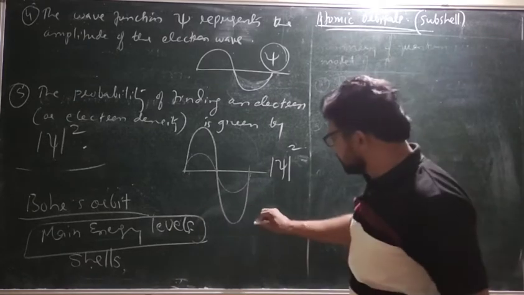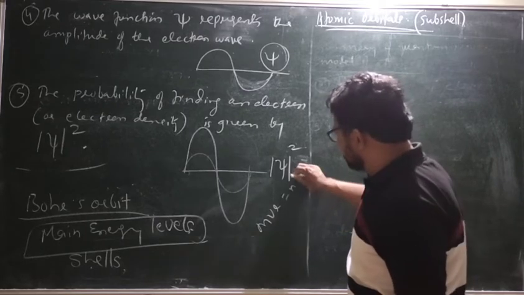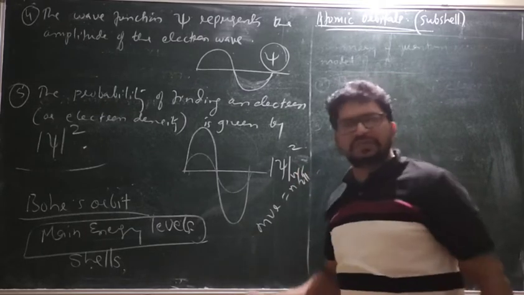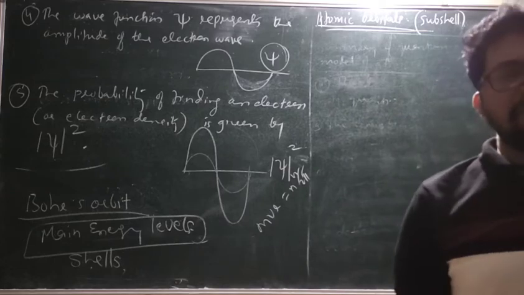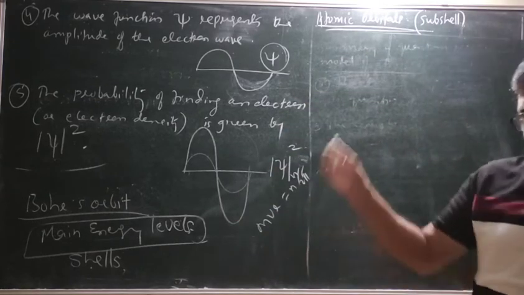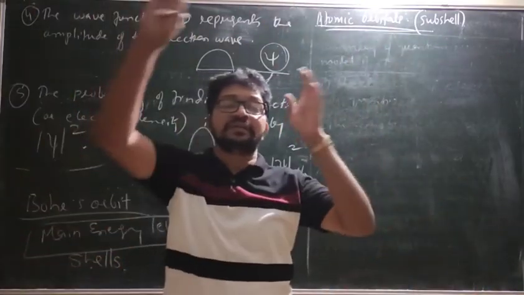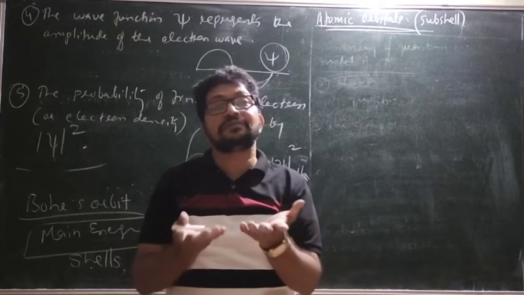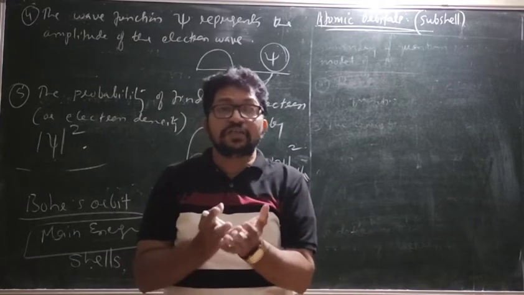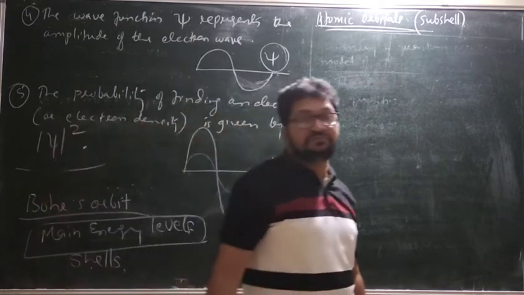It has its own angular momentum. mvr is equal to what? n into h upon 2 pi. This I told you. Angular momentum also you can say. They are all representing what? Orbits. But an atom is a three-dimensional body where electron clouds are occupied, considering wave nature.